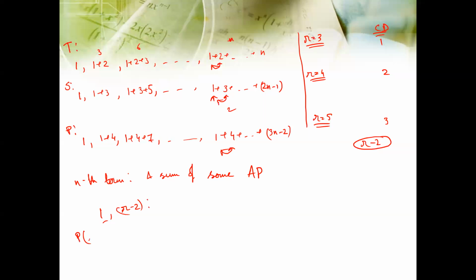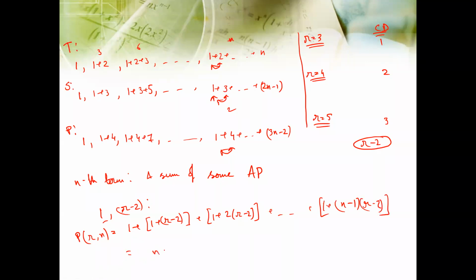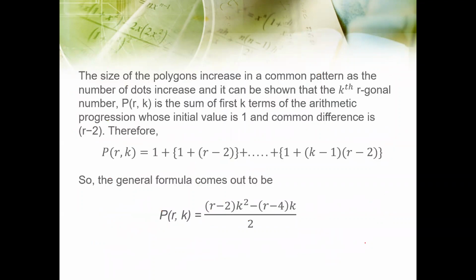So P_r(n) will be 1, then 1 plus (r minus 2), then 1 plus 2 times (r minus 2), and so on till 1 plus (n minus 1) times (r minus 2). So this adds up to n plus n times (n minus 1) by 2 times (r minus 2), which is actually equal to ((r minus 2) times n squared minus (r minus 4) times n) divided by 2. So this is the general value of the nth term of the r-gonal number.